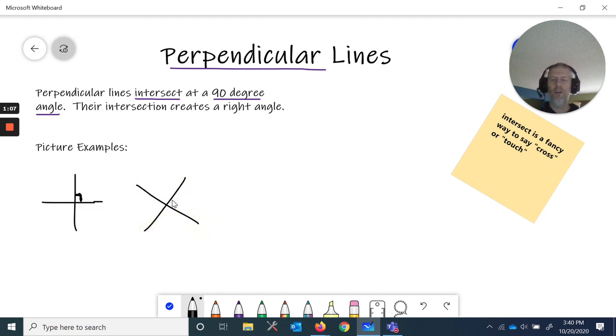They can be turned. So we could have them rotated this way, and those are still perpendicular lines, even if they're rotated at any degree for those two lines.